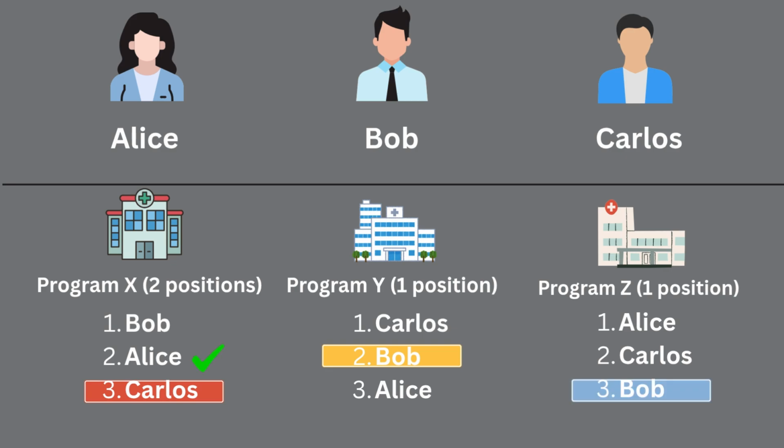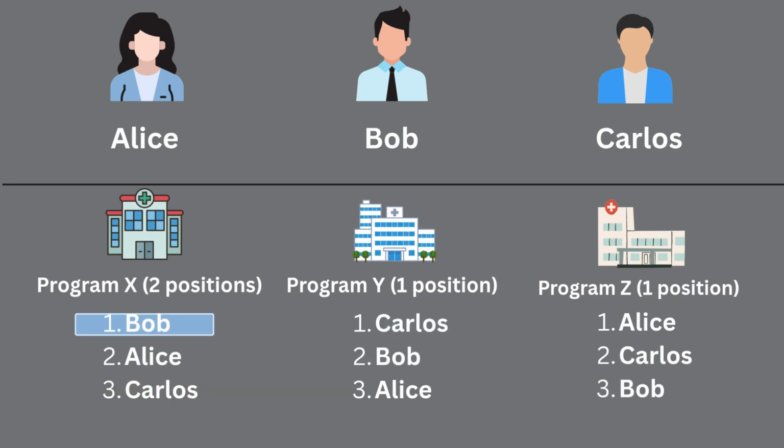Round 1. Alice applies to X, X tentatively accepts, has space. Bob applies to X, X tentatively accepts. Bob ranks higher than Alice, so Alice is bumped. Carlos applies to Y, Y tentatively accepts Carlos. Round 2. Alice now applies to her second choice. Y is full with Carlos, Carlos ranks higher. Round 3. Alice now applies to her third choice. Z has space and accepts Alice. Final match. Bob, Program X. Carlos, Program Y. Alice, Program Z.